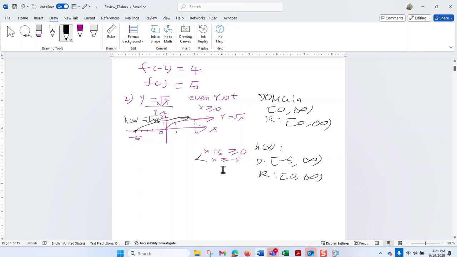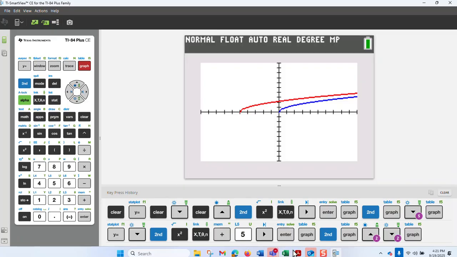All right, any questions? I'm giving you a little bit more concept in here just in case.